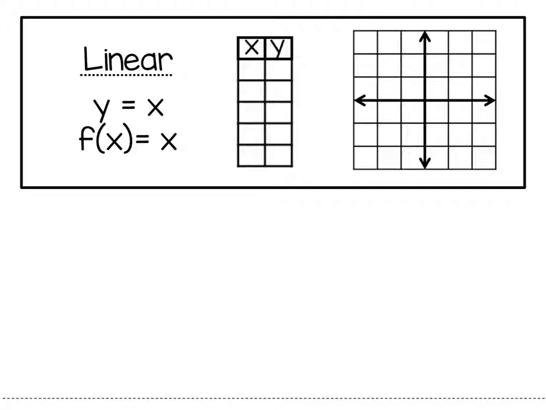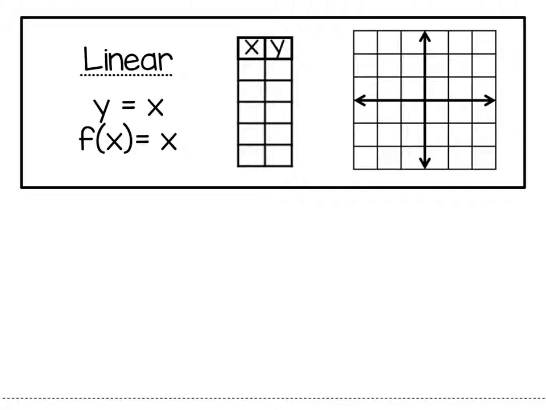Okay, on this parent functions foldable, we're going to identify the parent function, and then we're going to work a couple of examples on various types of functions. So first of all is the linear function. In order for us to graph something that we may not know the answer to, we're simply going to identify some values that we would choose for x, and then we'll identify what the y values should be.